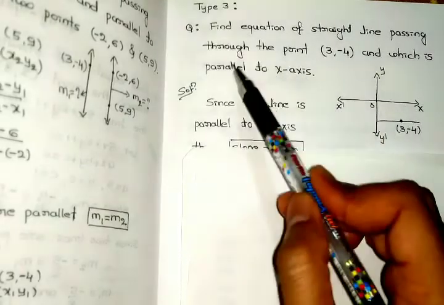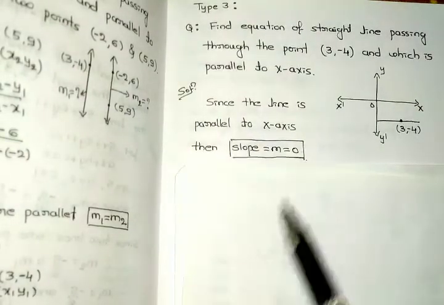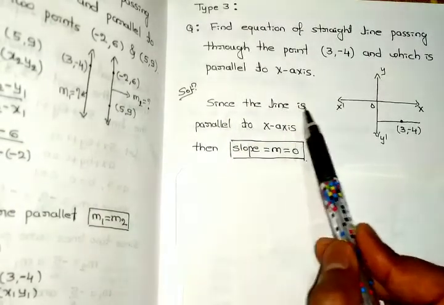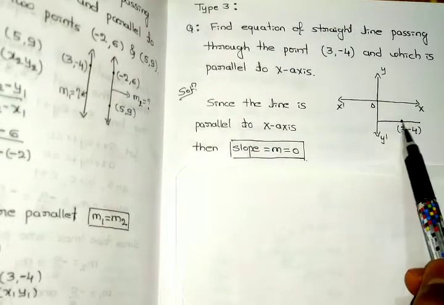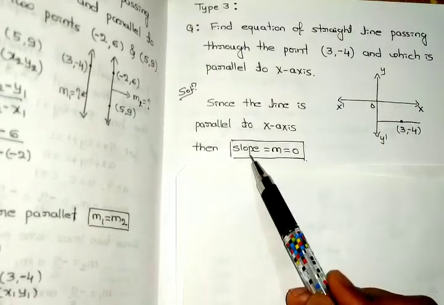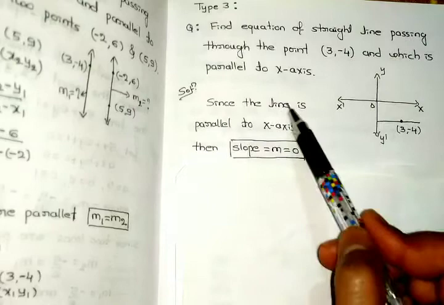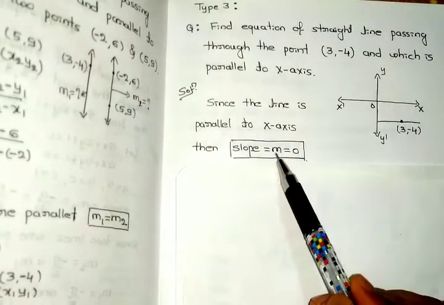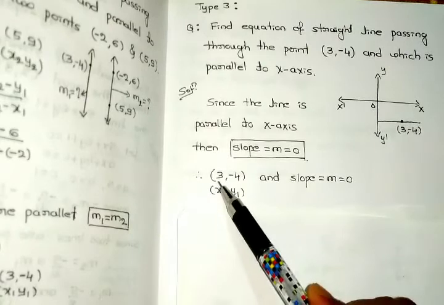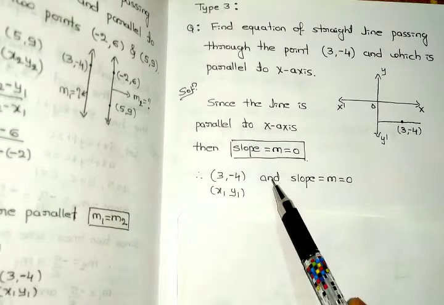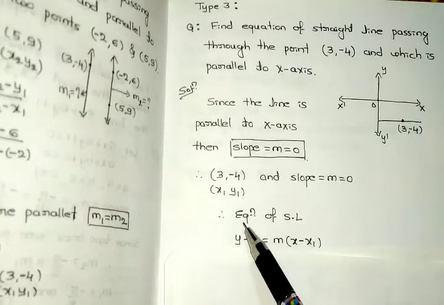This line is parallel to which axis? X axis, correct? So here is one condition you have to remember. Since the line is parallel to the x axis, the condition is that the slope m directly goes to 0. This is the condition when the line is parallel to the x axis. Therefore in that line one point is already given, 3, minus 4. Consider x1 y1, and the slope value directly goes to 0.